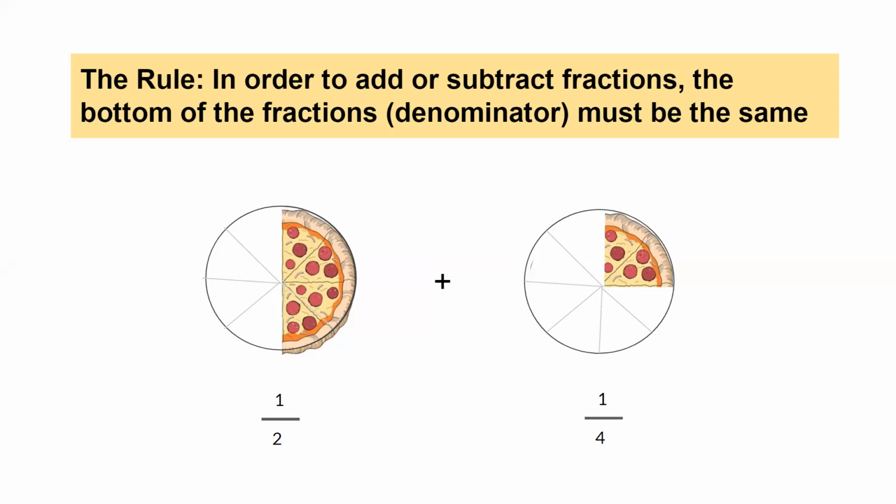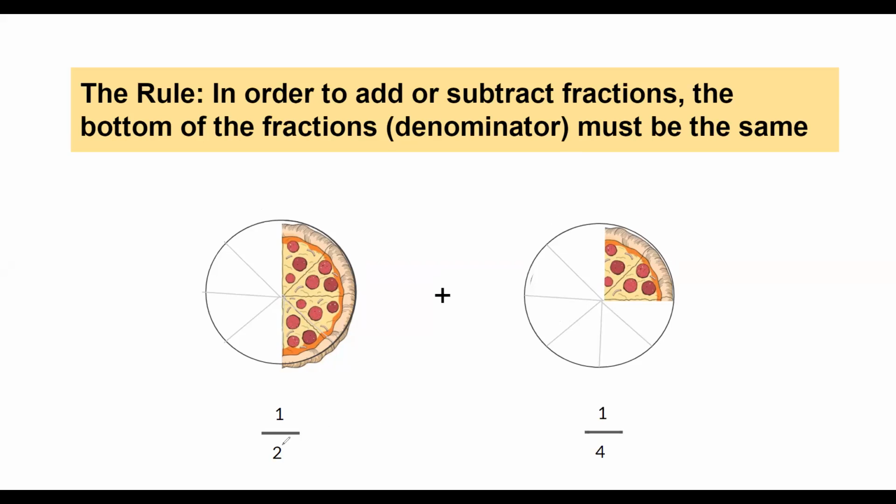Here we have an example where we have half a pizza and we want to add it to 1/4 of a pizza, but we can see that our denominators are different, so they cannot be added. We have a denominator of 2 on this fraction, and we have a denominator of 4. But the process of aligning those denominators is pretty easy.